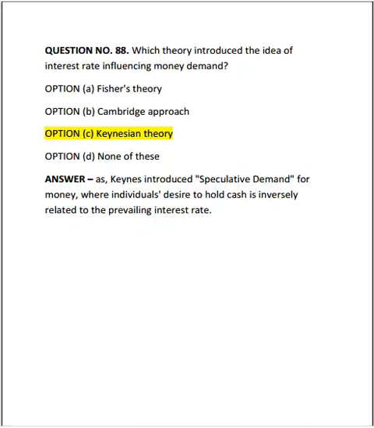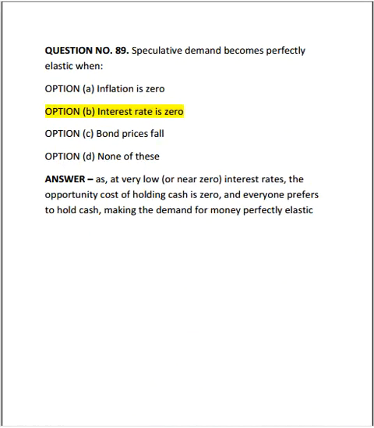Question No. 88. Which theory introduced the idea of interest rate influencing money demand? Option A. Fisher's theory. Option B. Cambridge approach. Option C. Keynesian theory. Option D. None of these. Answer. As Keynes introduced speculative demand for money, where individuals' desire to hold cash is inversely related to the prevailing interest rate.